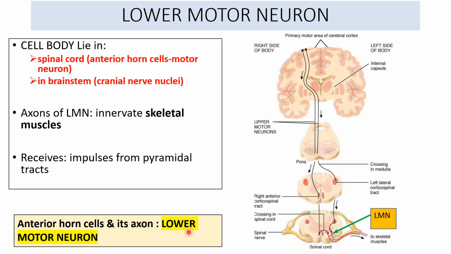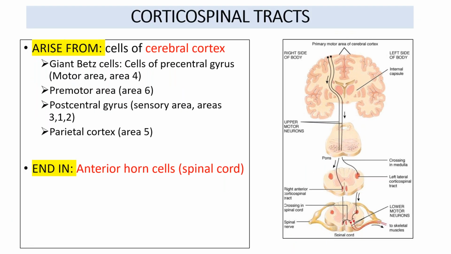Unless you know about the upper and lower motor neuron, you won't be able to understand the lesions in these areas. Now, the corticospinal tract, as I've just told you, arises from the cerebral cortex. The majority of fibers arise from the precentral gyrus. You already know from the demonstration of the cerebrum that there is a motor area, area number 4. The large sized pyramidal cells are called the giant Betz cells. From here, the majority of fibers arise. There are few contributions from the premotor area number 6 and the sensory area also, the post-central gyrus and the parietal cortex area, but the majority of fibers arise from the motor area, area number 4.